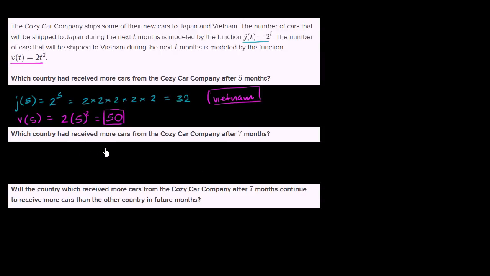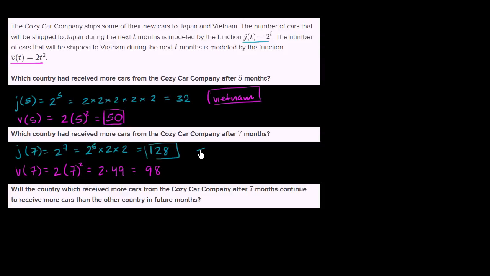Which country had received more cars from the Cozy Car Company, or will have received more cars after 7 months? So once again, let's try this out. J of 7 is equal to 2 to the 7th power. Let's see, 2 to the 6th is going to be 32 times, we can view this as 2 to the 5th times 2 times 2, which is going to be equal to 32 times 4, which is 128 cars after 7 months will have gone to Japan. And to Vietnam, v of 7 is going to be equal to 2 times 7 squared. So that's equal to 2 times 49, which is equal to 98 cars. So after 7 months, Japan would have received more cars. So Japan will have received more cars after 7 months.